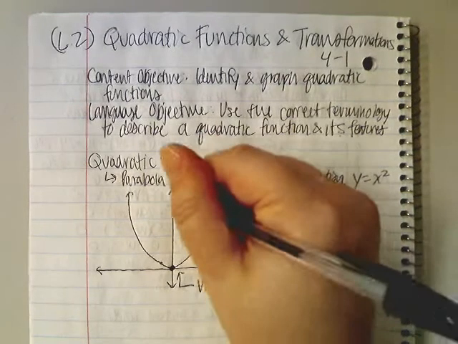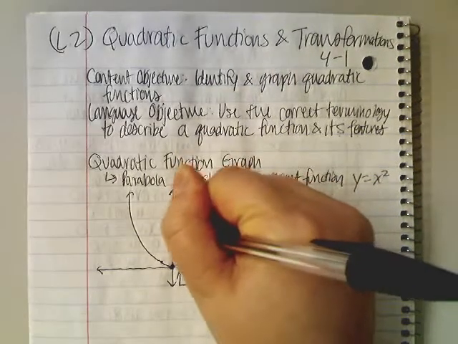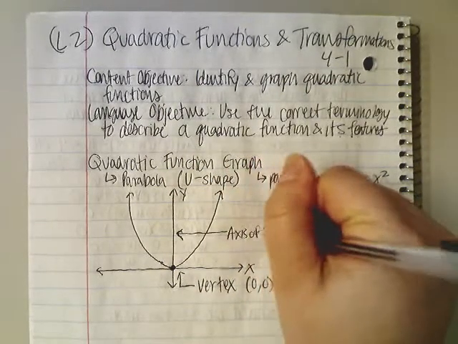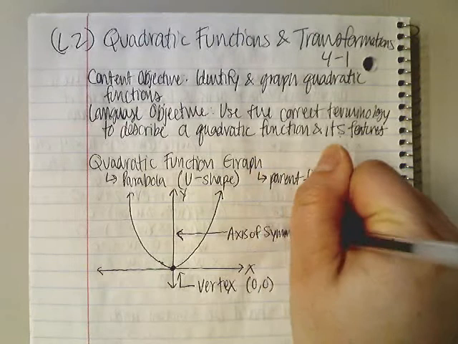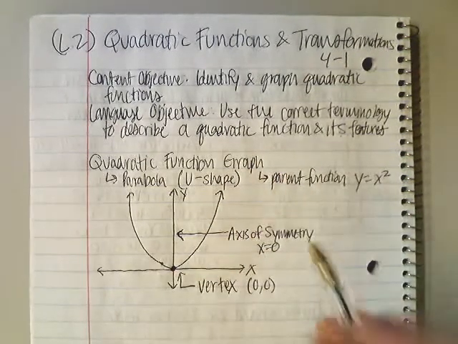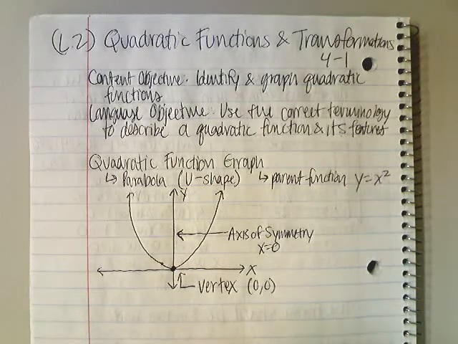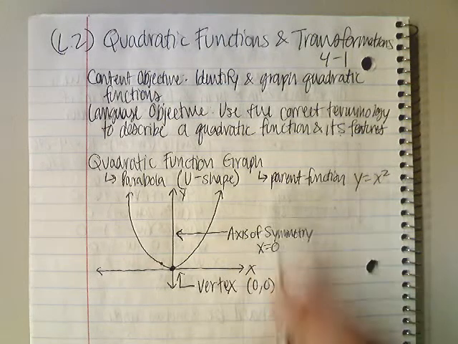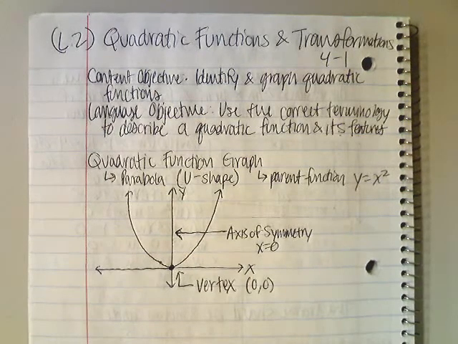Similarly, our axis of symmetry is going to be along our y-axis for our parent function. So it'll be at x equals 0. So again, since it's a U shape, it's going to be symmetrical across an axis of symmetry, and in this case, our axis of symmetry is x equals 0, since it's the simplest version, our parent function.